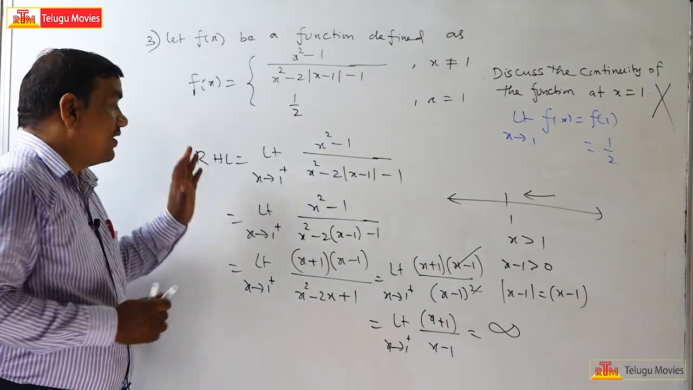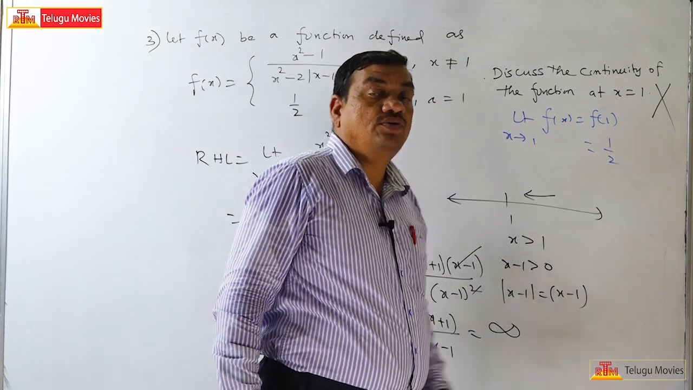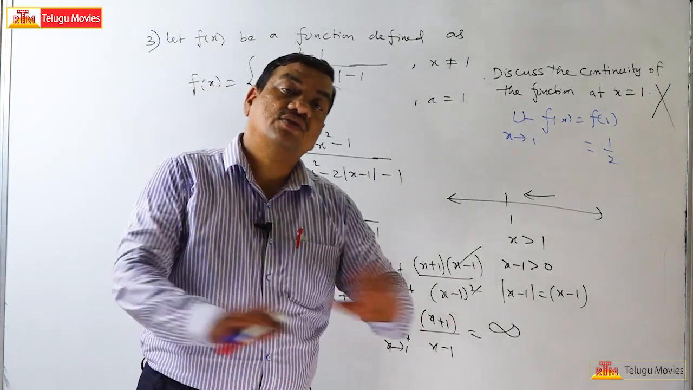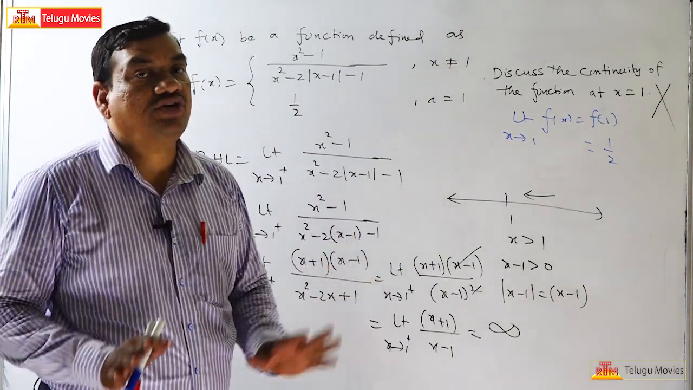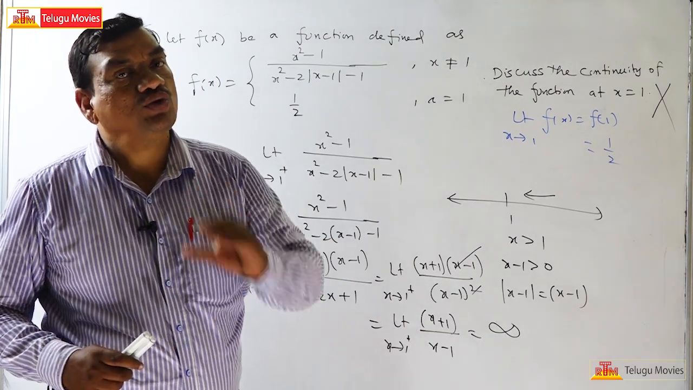That's all. So from this, what have I learned? We have to get the answer 1 by 2. We just find the right hand side limit, we got infinity. Therefore, we declare that this is not continuous at x is equal to 1. So I hope that you understand this solution. Let us move to the next problem.